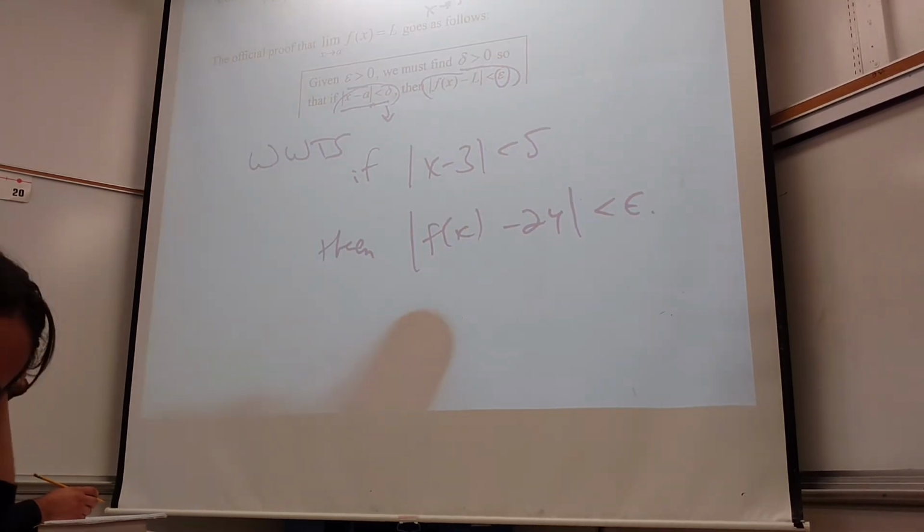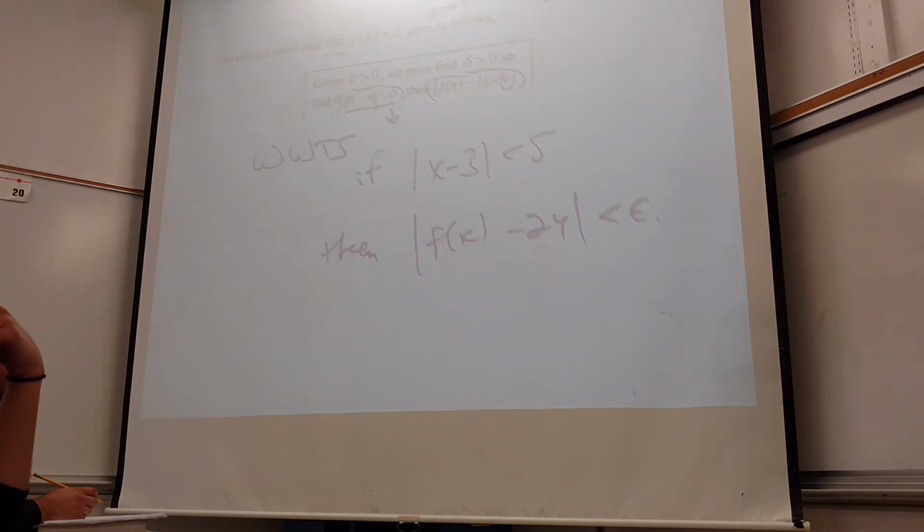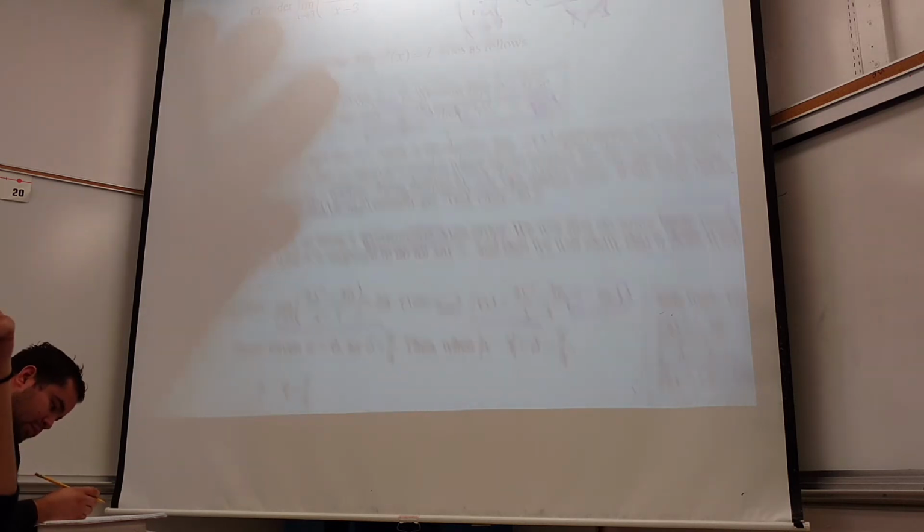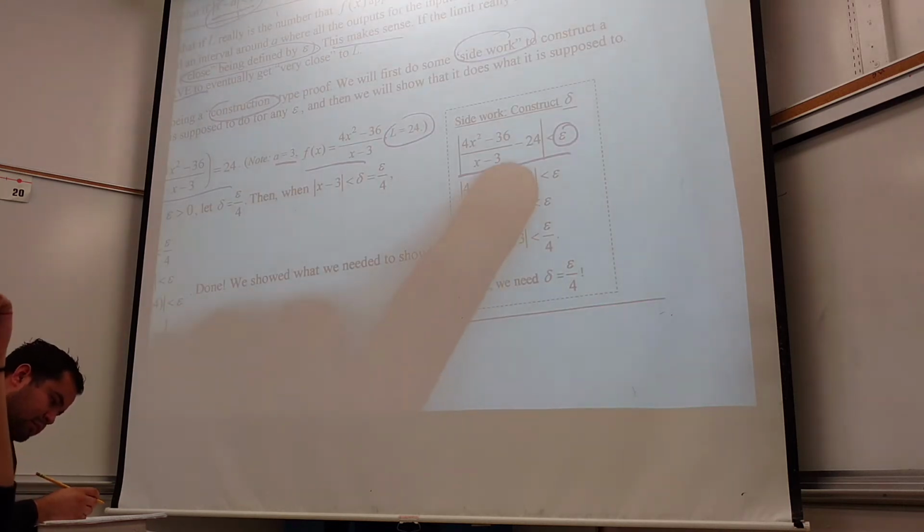Right? That's what we've got to show. We've got to show if this is true, then this is true. That's what we have to show to prove this. So what I'm doing right now is not a proof. Where did I start with the work I'm doing right now? I started with where we want to end up, didn't I?